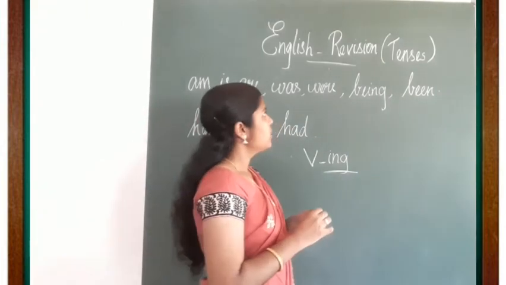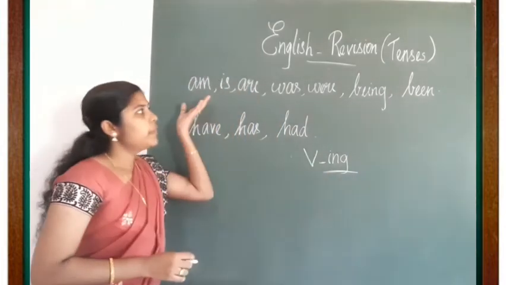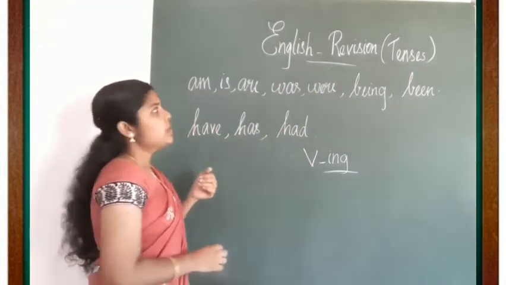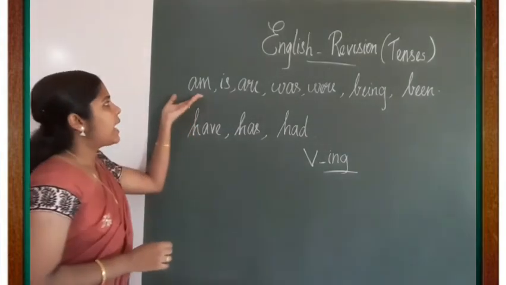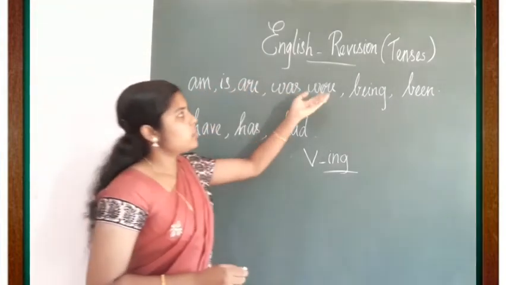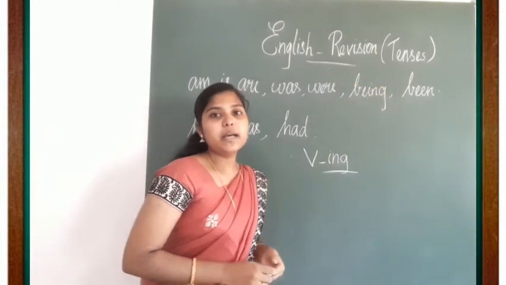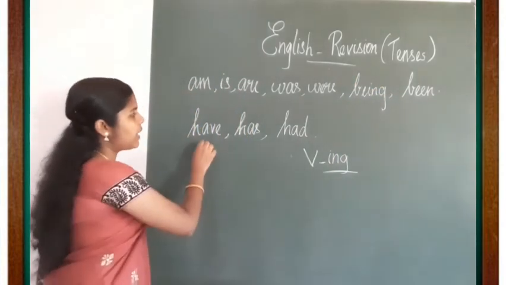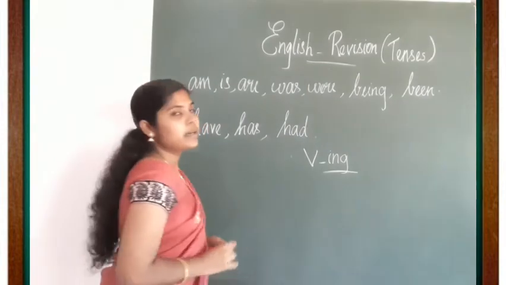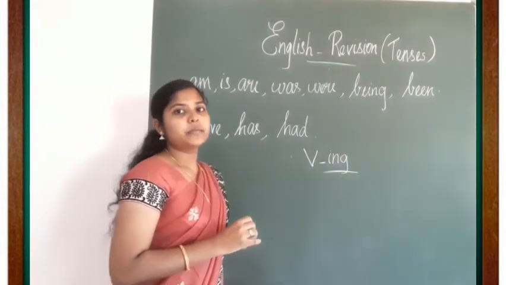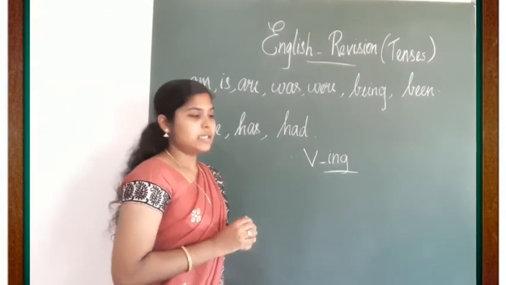Okay. Now come to the be form of the verbs and have forms. So be form of the verbs are am, is, are, was, were, being, been. These are the be form of the verbs. And for have, has and have. Now let's write a few examples for continuous or progressive tense.